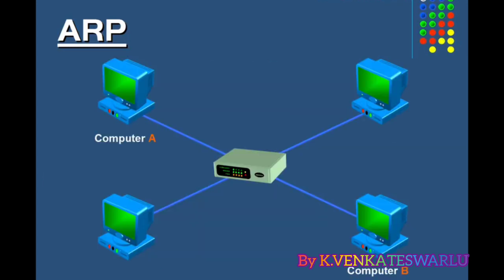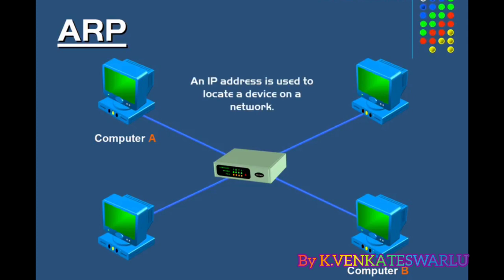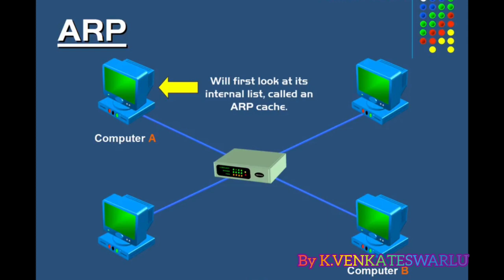So as an example, let's say that computer A wants to communicate with computer B. Now computer A already knows the IP address for computer B, but in order to communicate with computer B, it still needs its MAC address. Now an IP address is used to locate a device on a network, and the MAC address is what identifies the actual device. So in order to find the MAC address, computer A will first look at its internal list called an ARP cache to see if computer B's IP address already has a matching MAC address.